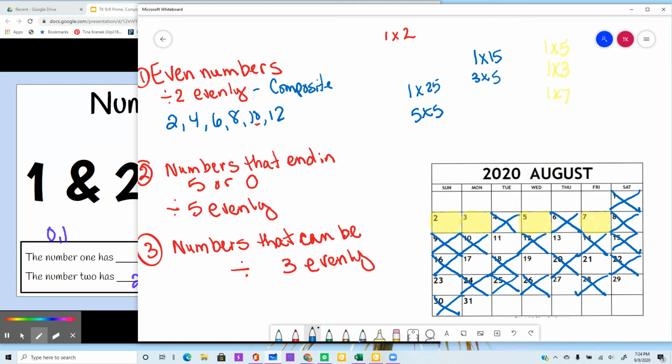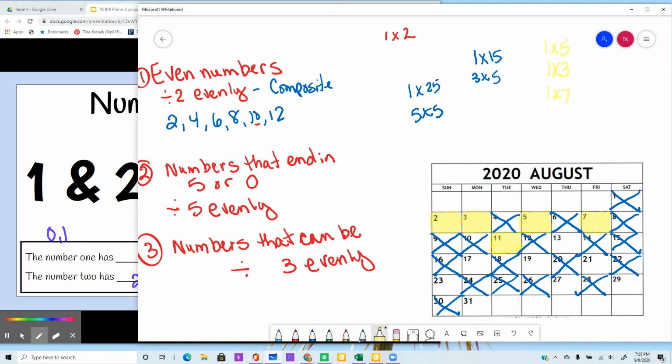So we're going to look at 11. Can 11 be divided by 3 evenly, or 5, or 2? Well, 11's an odd number, so I know it can't be divided by 2. If I skip count by 5s, I pass 11, so it can't be divided by 5. And if I try to divide 11 by 3, I get 9, and 2 is a remainder. So that means 11 is a prime number.